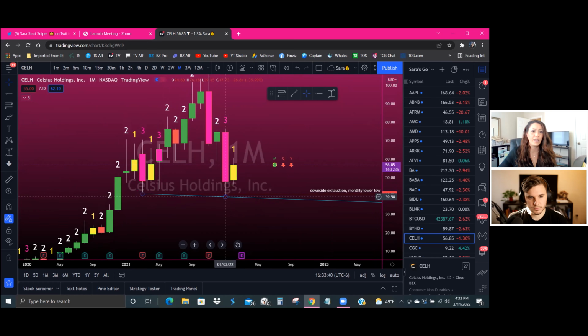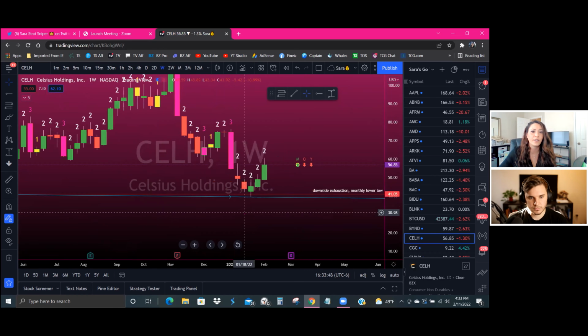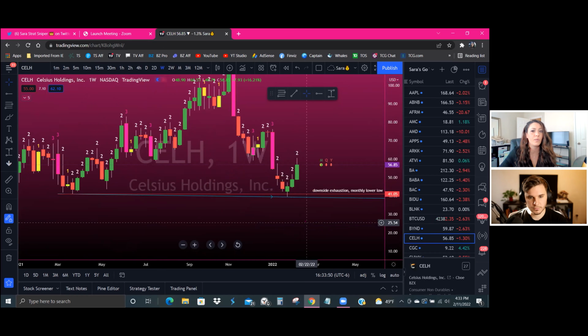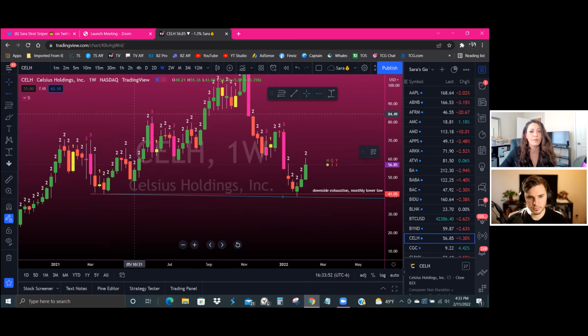We took out this pivot low, and right then and there, I was like, look for a reversal. Look for a reversal where? Go down to a smaller time frame. This is the weekly. Your reversal was picture perfect.